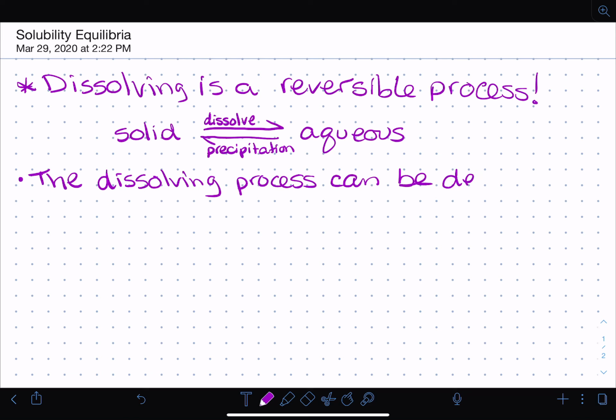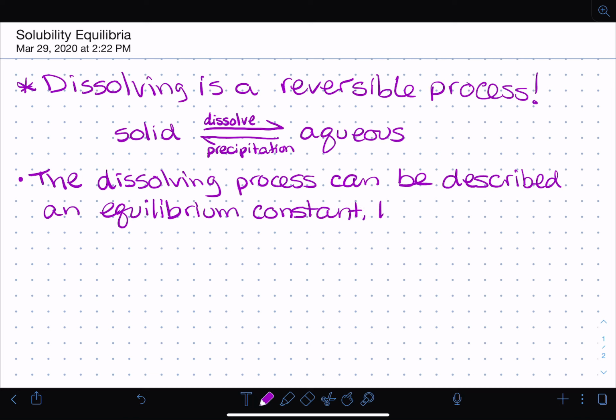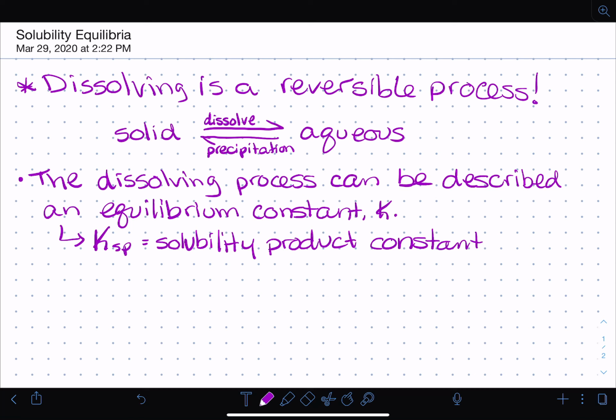This equilibrium constant is known as the solubility product constant. That makes it sound like it's something new and different, but it's really not. This functions exactly like any other K, but whenever we are referring to a dissolving process, the K is just referred to as KSP, or the solubility product constant. So it's no different than any other equilibrium constant. It's just referring to a specific type of reaction.